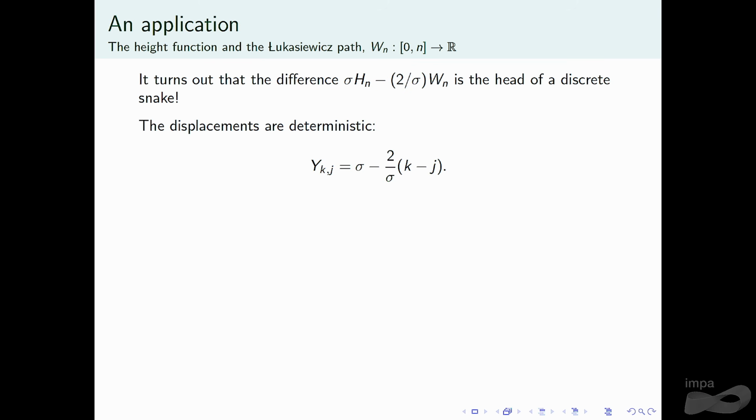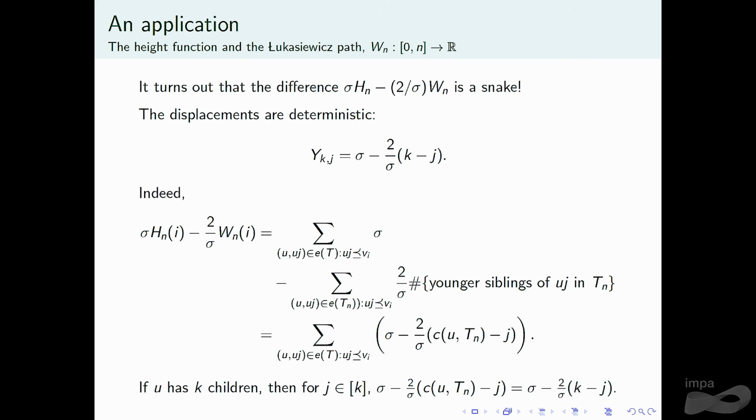So it turns out that the difference between these two functions is a snake, which is quite nice. And the displacements are deterministic. So it's a nice example to look at. So indeed, how can we see this? Well, let's think about first the height process. Okay, so the height, we're just summing along the path to the ith vertex, and we're just incurring the length of the path times sigma, right? So we're just getting sigma times that.